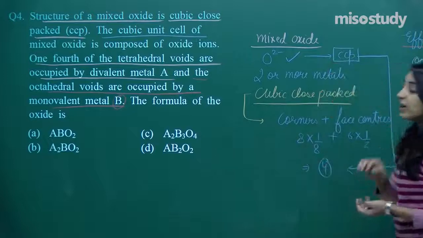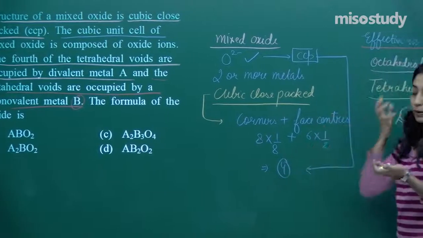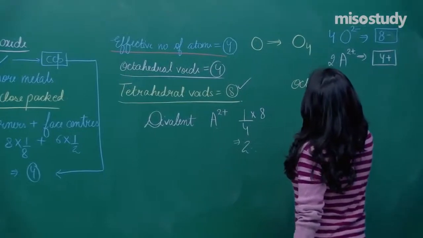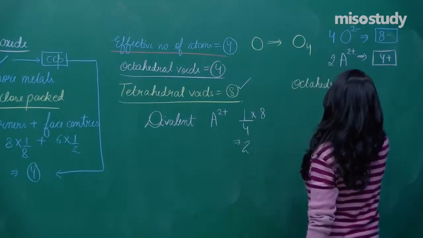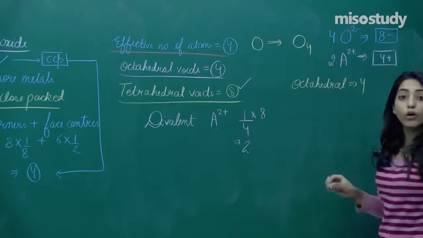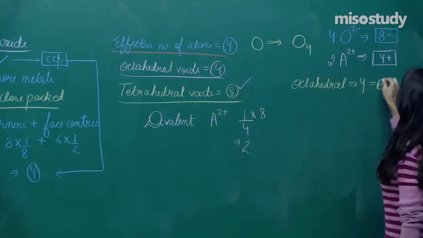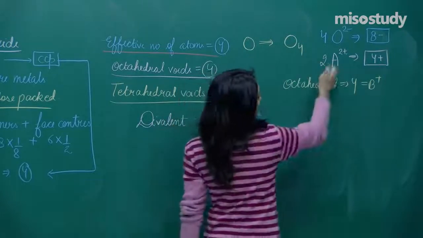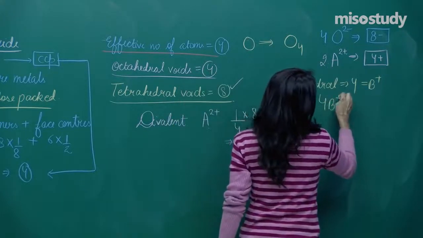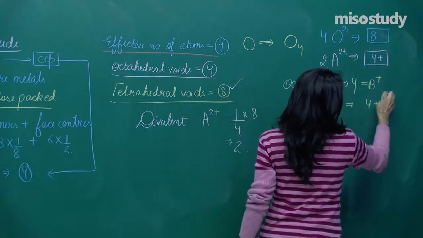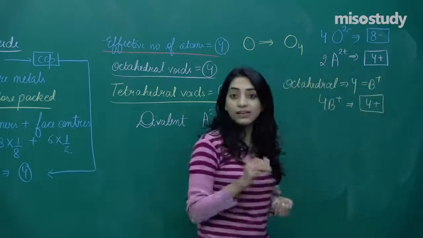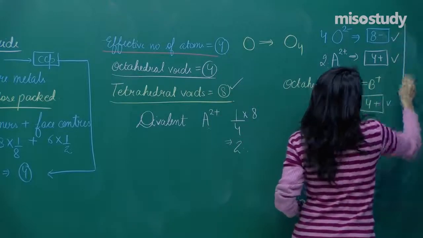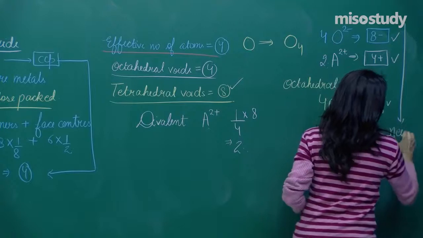Okay. Moving further, and the octahedral voids are occupied by a monovalent atom metal B. Right. So that means all the octahedral voids have been occupied. Let us see. So how many octahedral voids were there? 4. And all of them have been occupied by B plus. So we will say 4 B plus are there, making it a total of 4 positive. First see whether the charge is balanced or not. 8 negative, 4 positive, 4 positive, making it a total of neutral.